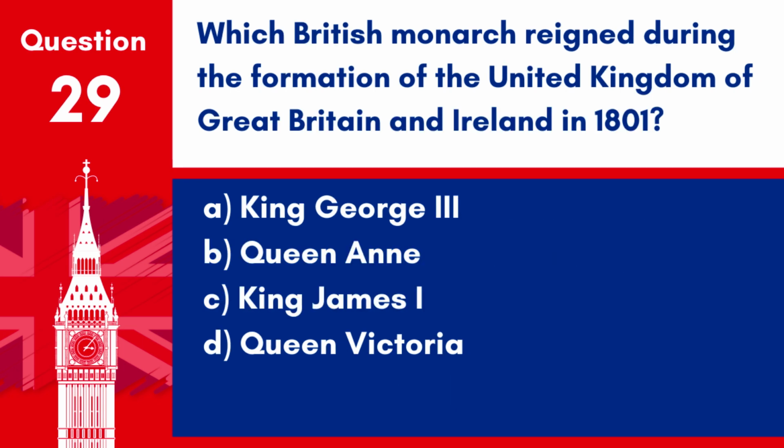Question 29. Which British monarch reigned during the formation of the United Kingdom of Great Britain and Ireland in 1801? A. King George III. B. Queen Anne. C. King James I. D. Queen Victoria. Answer. A. King George III. King George III was the monarch when the United Kingdom of Great Britain and Ireland was formed in 1801.